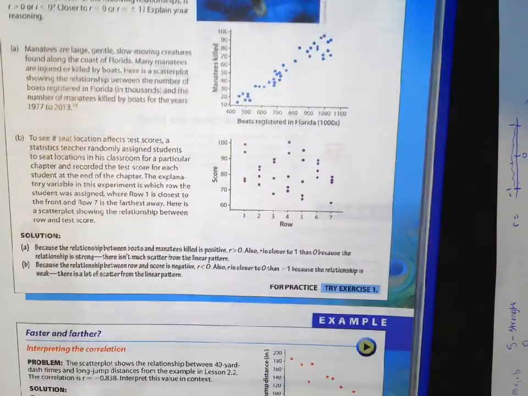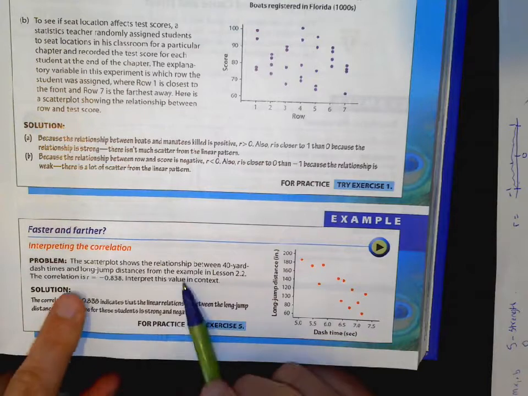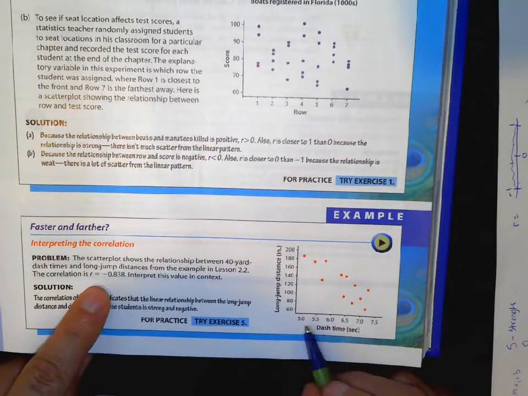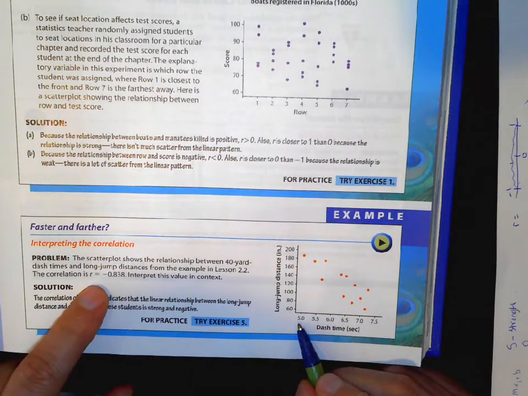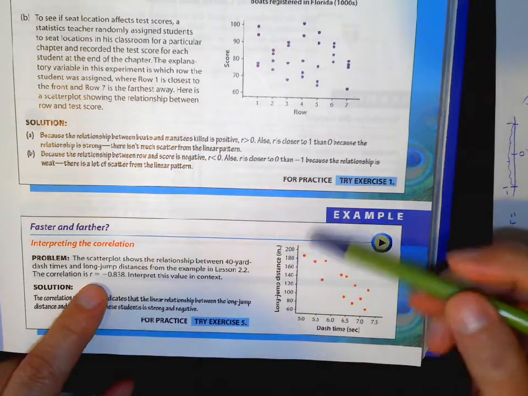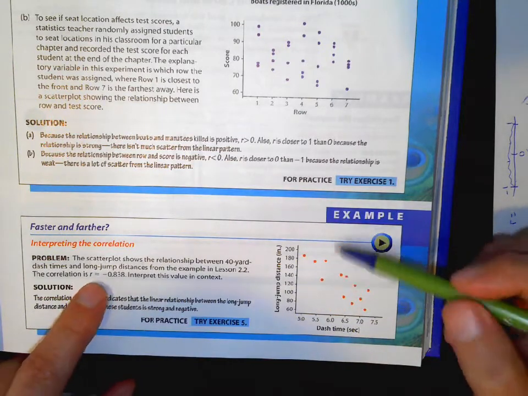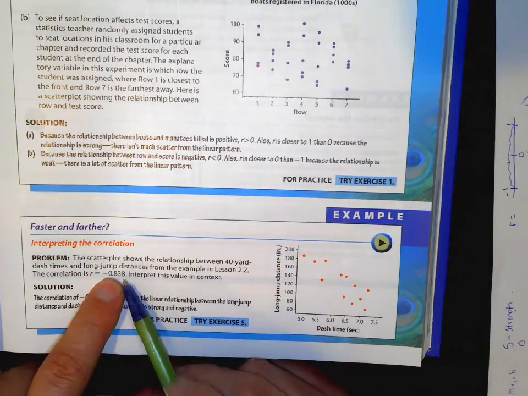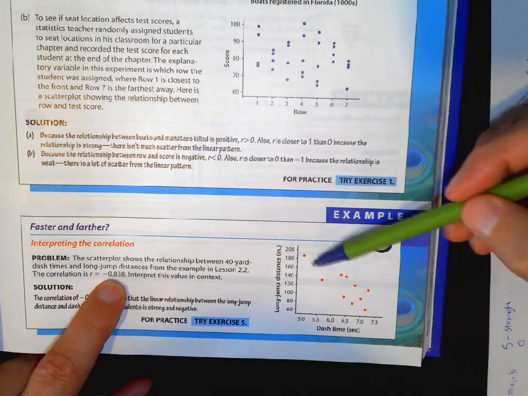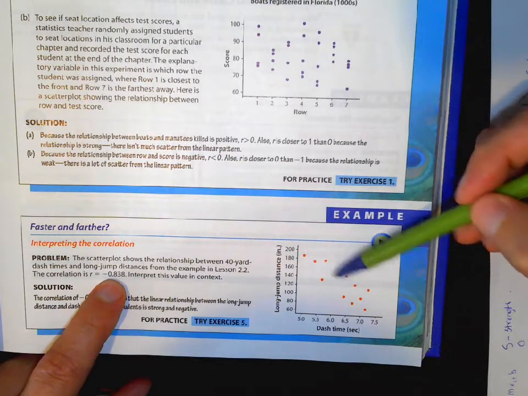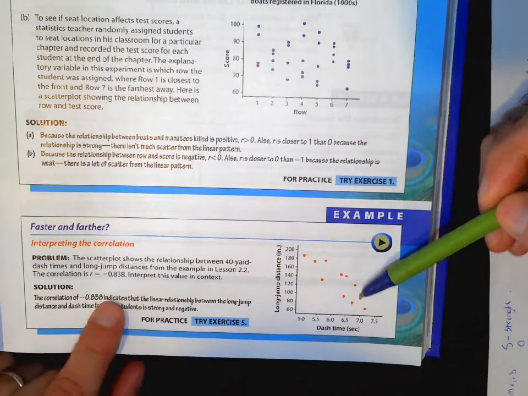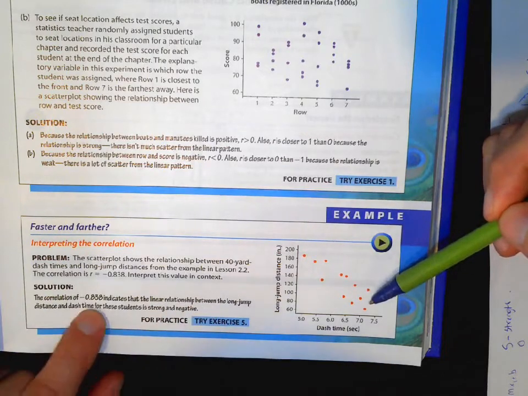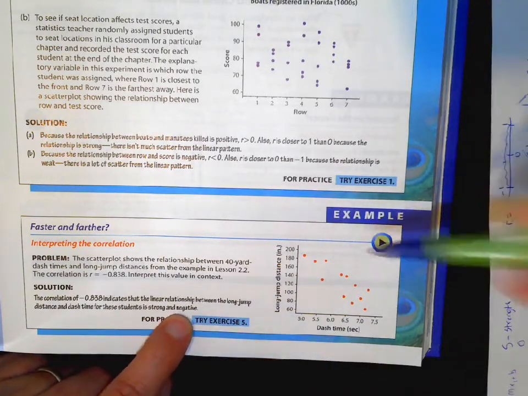Okay. So interpreting a correlation, you'll have to be asked to do this. So we have the time that it takes to run 40 yards. Okay, so the less time means the faster you are. And then the long jump, how far you could jump, in inches. So this has an R of negative 0.83. So what does that tell us? 0.83 is fairly strong. Negative means a negative correlation. So we would say that the linear relationship between the two is fairly strong and negative. Okay, so it's a strong negative correlation.